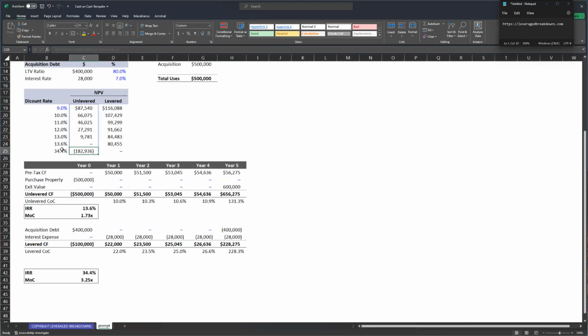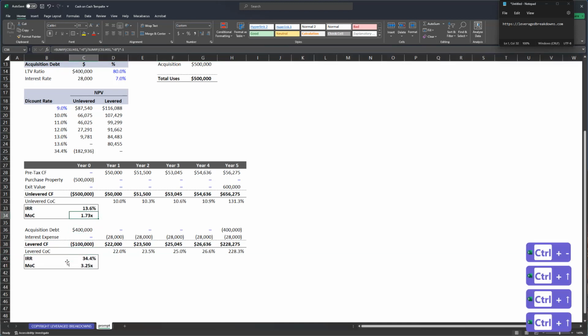And you can also see it's a bit unfair to really judge your unlevered cash flows at a discount rate that is appropriate to your levered return. But just for example purposes, you can see that a 34.4% discount rate gives you a negative NPV on your unlevered cash flows, which makes perfect sense because anything above 13.6%, which is your IRR, the break-even discount rate effectively, should be giving you a negative NPV. Let's move on. I have a couple more formulas to show you.